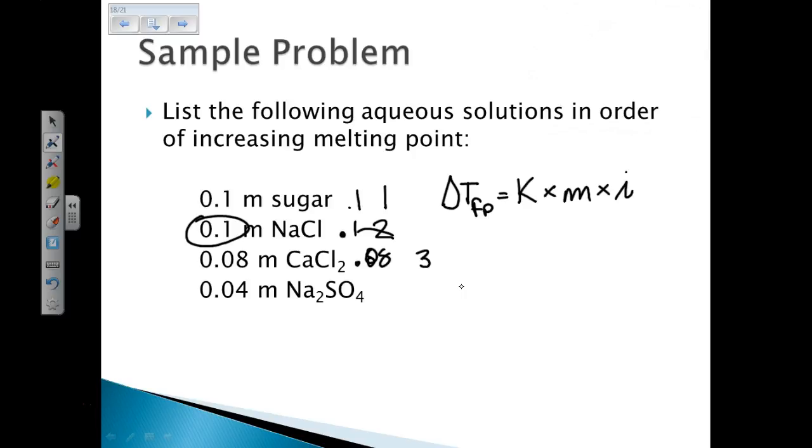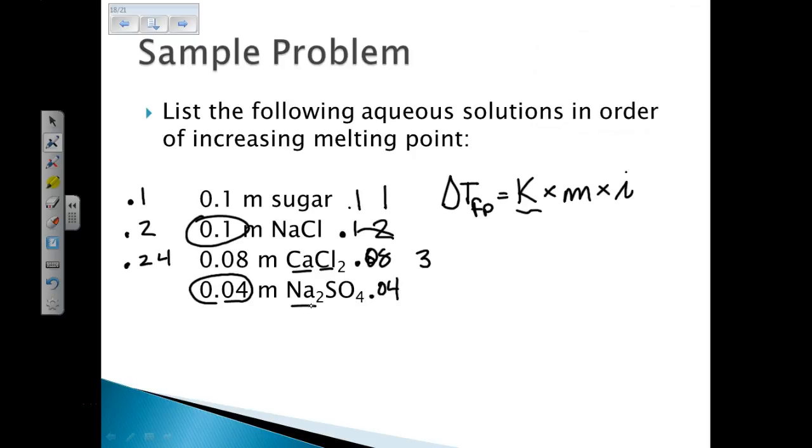So now we're getting into some kind of tough comparisons. Because this is really just then we're going to multiply by the constant, I'm just going to take these two values and multiply them. So 0.1 times 1, this is 0.1. 0.1 times the Van't Hoff factor here is 0.2. 0.08 times 3, because that's the Van't Hoff factor, so that's 0.24. And then here we have a molality of 0.04.